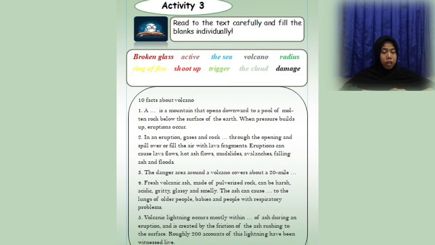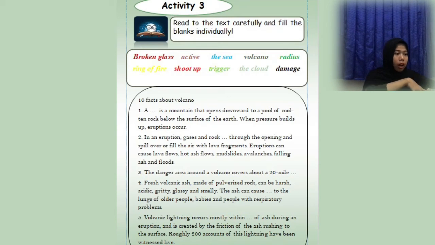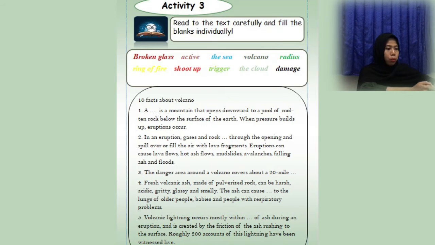Okay, for the last section is activity 3. The instruction for activity 3 is to read the text carefully and fill in the blanks individually. The text is about 10 facts about volcanoes, and I will read it. Number 1: blank is a mountain that opens downward to a pool of molten rock below the surface of the earth. When pressure builds up, eruption occurs.